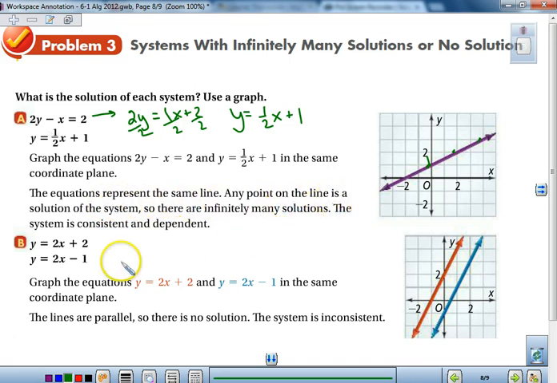So any point on the line is a solution to the system. So there are infinitely many solutions. So not just these points that we see, but every little point along this line is going to be a solution.